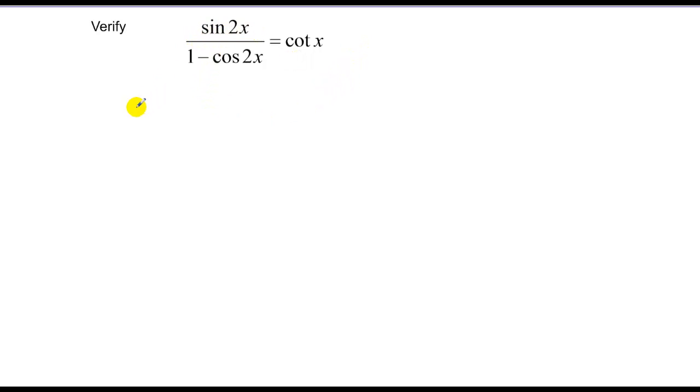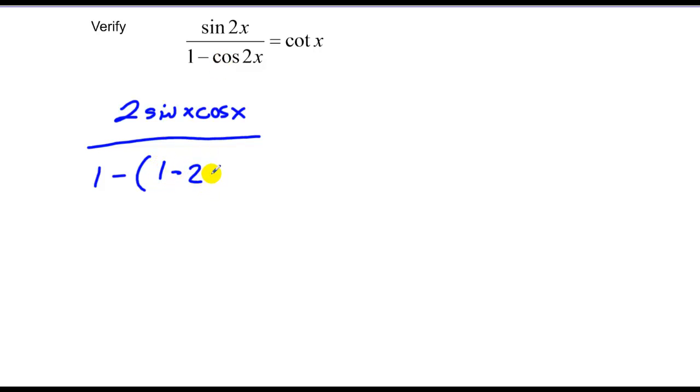I only have one identity I can use for the sine of 2x, which is 2 sine of x cosine of x. And what I want to have happen here, remember I said I want cosine over sine, is I want to get rid of this sine on top. So in order to do that, I'm going to try to get nothing but sines down on the bottom. So I'm going to use the identity that contains only sines in it for the cosine of 2x. Remember, I have 3 to choose from. This is 1 minus 2 sine squared of x. Over 2 sine cosine.